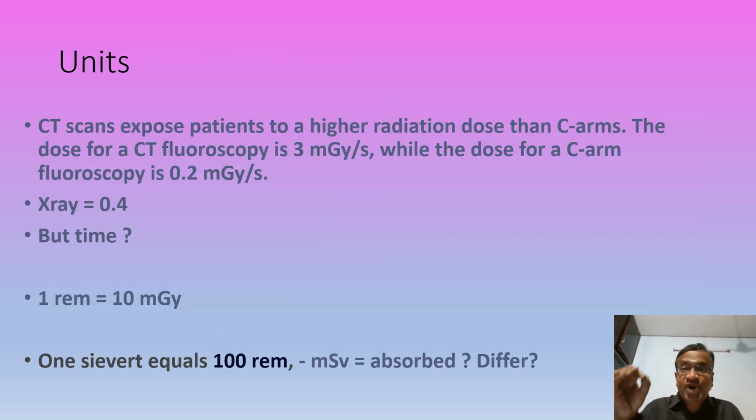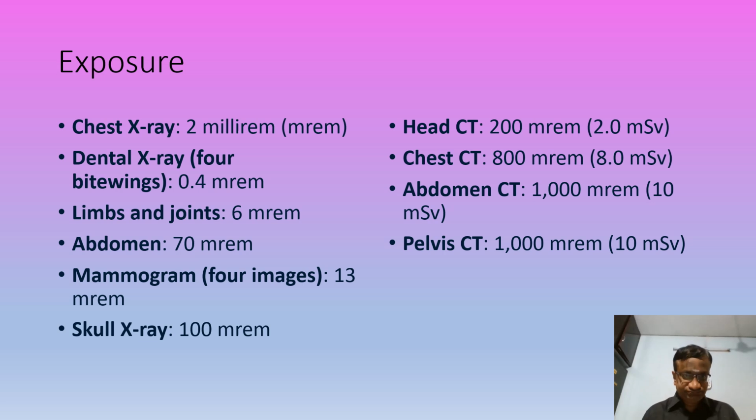CT scan exposes patients to a higher radiation dose than C-arm. The dose of CT is 3 milligray per second and X-ray is 0.4, but time is important. 1 rem is equal to 10 milligray. 1 sievert is equal to 100 rem. What we routinely use is mSv. REM is Röntgen equivalent man, the original radiation unit used. Rem, millirem. Chest X-ray is 2 millirems. Dental, you can see, CT pelvis, abdomen CT for the patient.